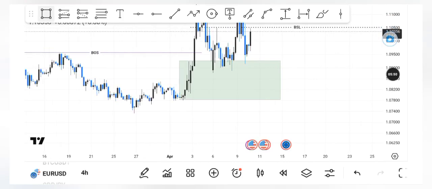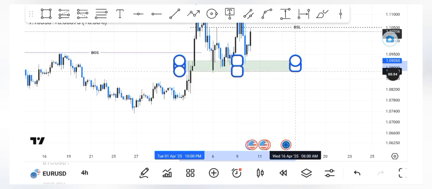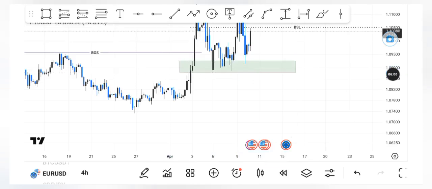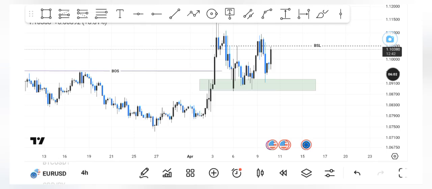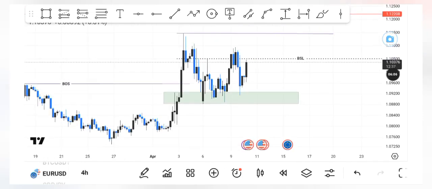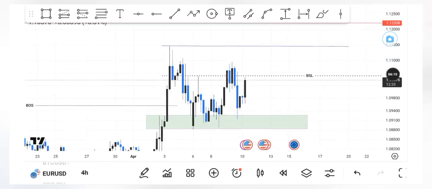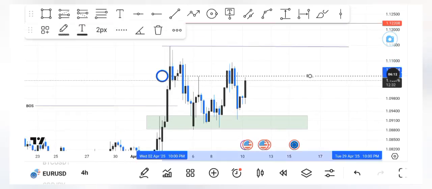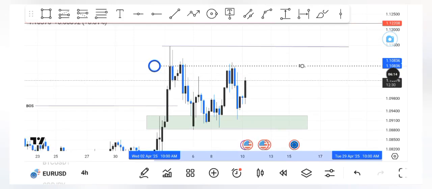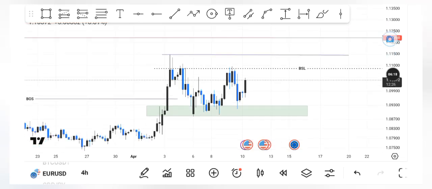So here we're going to mark or refine our order block zone that has caused the impulse to the upside, the last candle before the impulse that has caused a breakout structure. I also have confluences that make my order block valid. If you want to know more of them, follow for more tips. The smart money concept is the strategy I'm using.